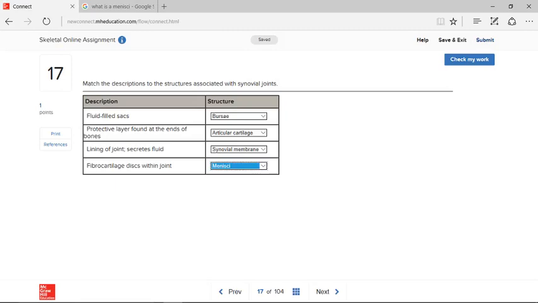I think that's right, because it's a fibrocartilage disc within the joint, because I know a little bit of fibrocartilage is in the knee bones, just to help absorb shock. So I feel like that is it. And the menisci is, you know, the protector layer found in the ends of bones. That has to be articular cartilage, because that's everywhere. That's not just a menisci, if you get what my knowledge is right now.